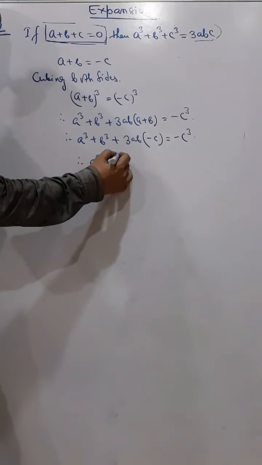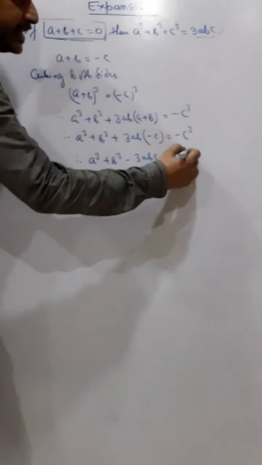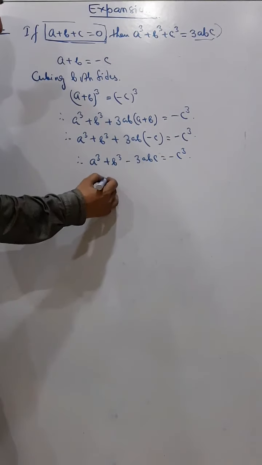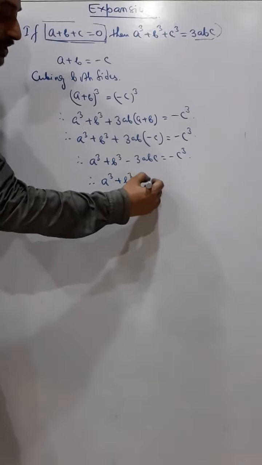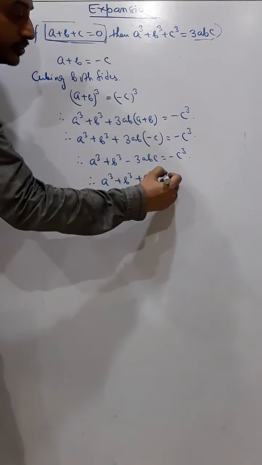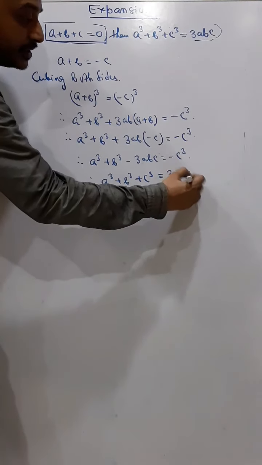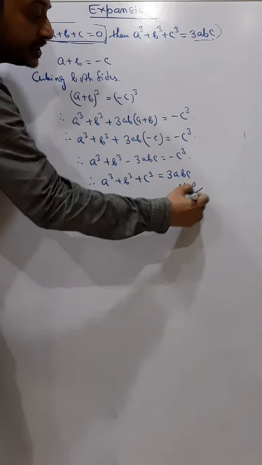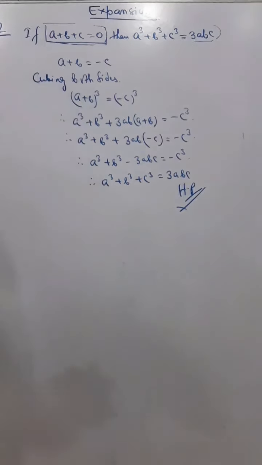So we got here minus 3abc, which is equal to minus c cube. Then we have a cube plus b cube minus 3abc is equal to minus c cube, and finally we can say a cube plus b cube, minus c cube comes this side as plus c cube, and minus 3abc goes that side, so that is 3abc, and hence proved. Okay, very important sum.